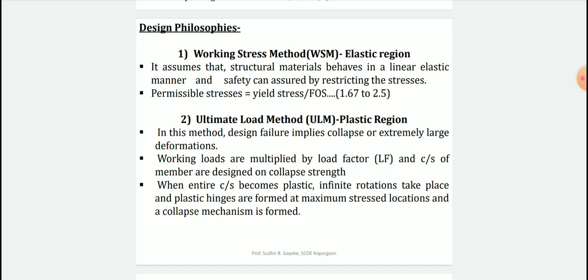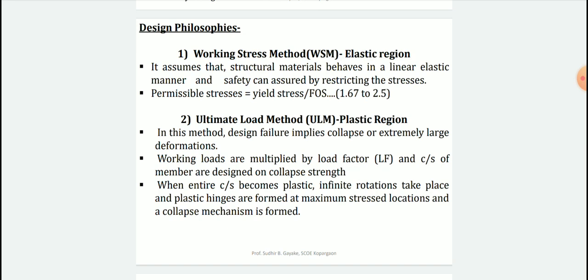Now in case of the second method, the ultimate load method, this is based on your plastic region or second portion of your stress strain diagram. In this method, design failure implies collapse or extremely large deformations. Working loads are multiplied by a load factor, and the cross sections of the members are designed on collapse strength. So here two different variations you need to understand. In case of the first method, the factor of safety is utilized for material strength calculation, and in case of the second, load factors are multiplied to calculate your maximum or ultimate load.